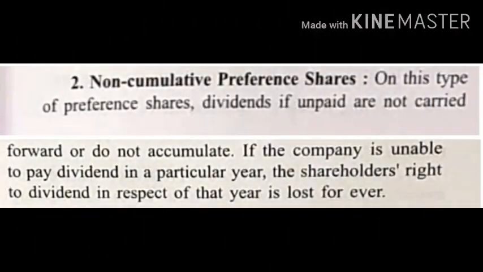Next is non-cumulative preference share. On this type of preference shares, dividend, if unpaid, is not carried forward or accumulated. If the company is unable to pay dividend in a particular year, the shareholder's right to dividend in respect of that year is lost. So it doesn't carry forward to the next year.